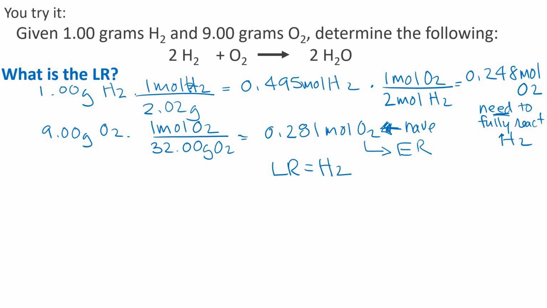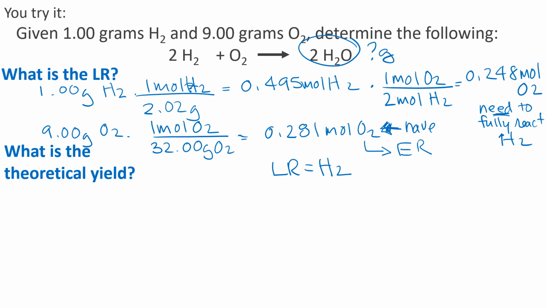So H2 is what I've identified as the limiting reactant, and anything else I do, I'll always start with H2. So I can ask this question: what's the theoretical yield? The thing that is yielded in this reaction, the thing that is made in this reaction, is water. It's the only product. Yields are always products. And so when I ask what's the theoretical yield, what I'm asking is how many grams of water will form. So question mark grams H2O, how many will I get?